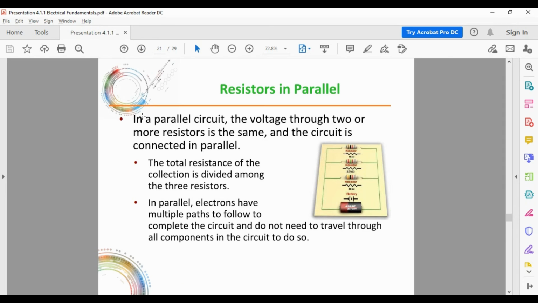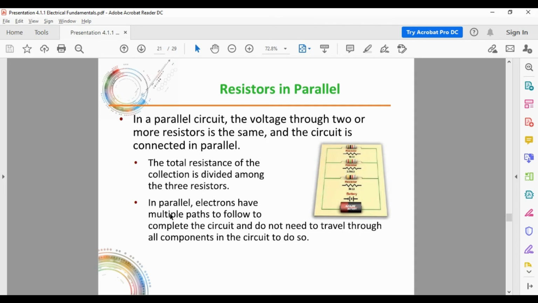In a parallel circuit, the voltage through two or more resistors is the same and the circuit is connected in parallel. What that means is that the electricity can flow through different paths. So the total resistance is the collection divided among the three resistors. This is harder math to do, so I'm not going to do that example here.